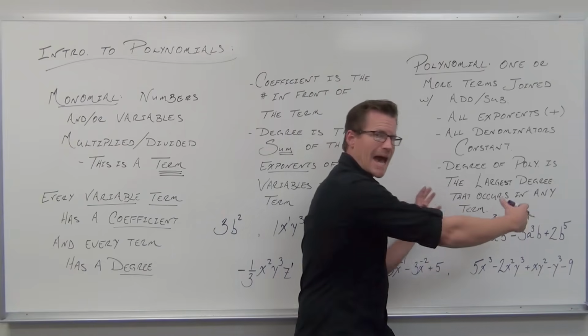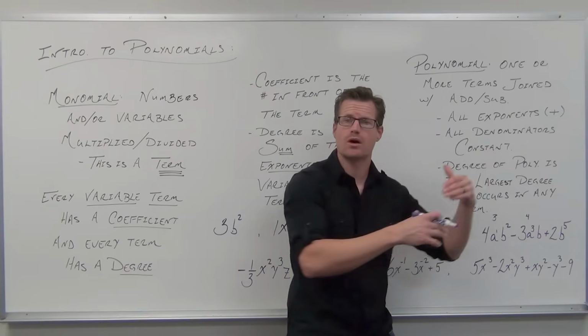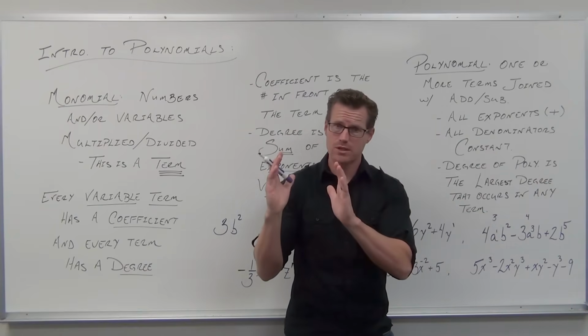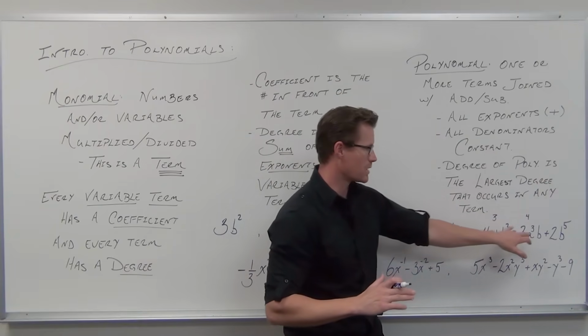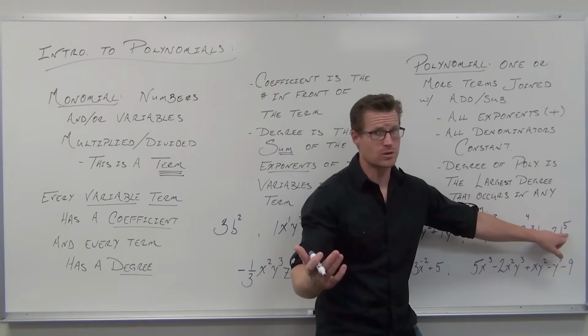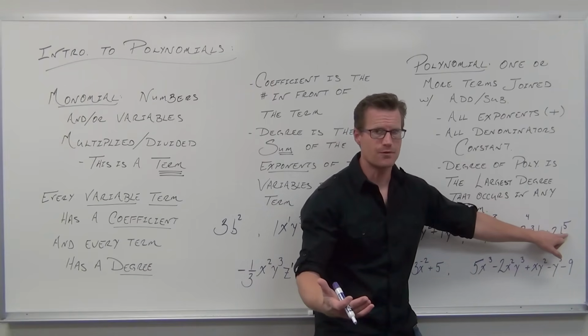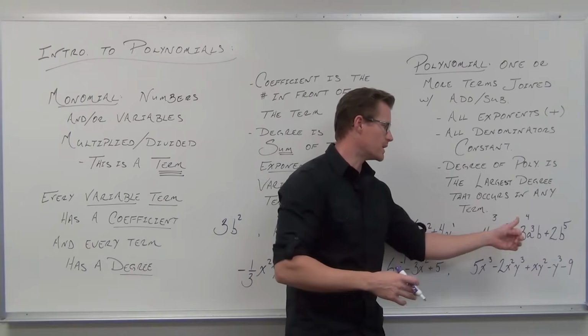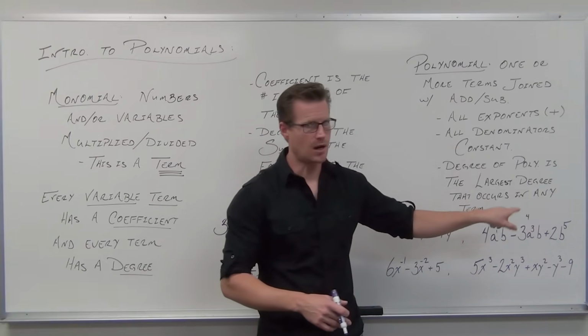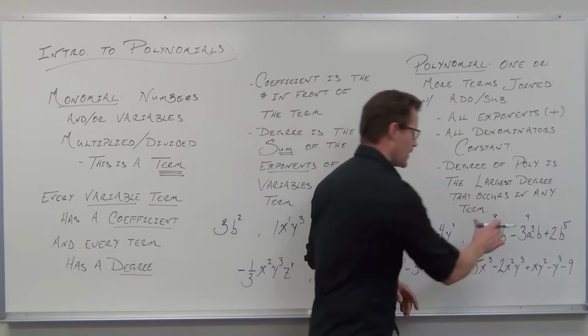You don't get to add up those exponents across terms. Add them up for one term, yes, we've done that. 1 plus 2 is 3, 3 plus 1 is 4. 5, there's only one variable there, the exponent's 5. The degree of this polynomial is 5. Not 4, not 3, not 12, 5.